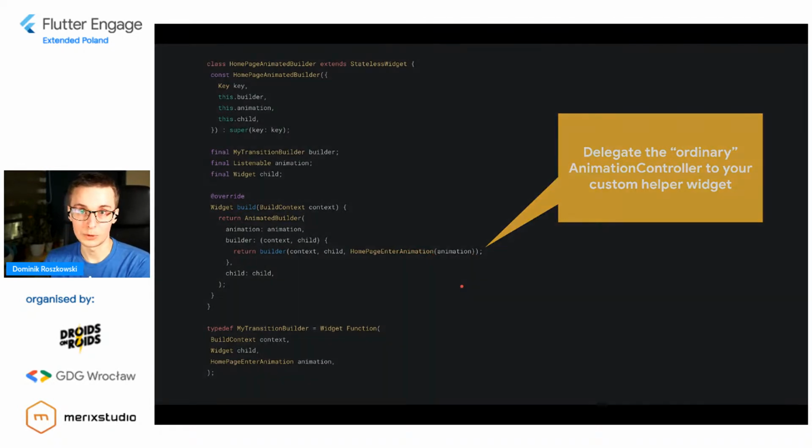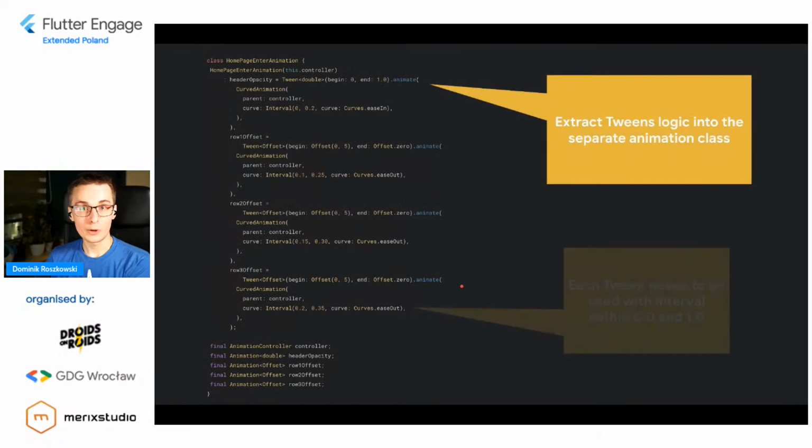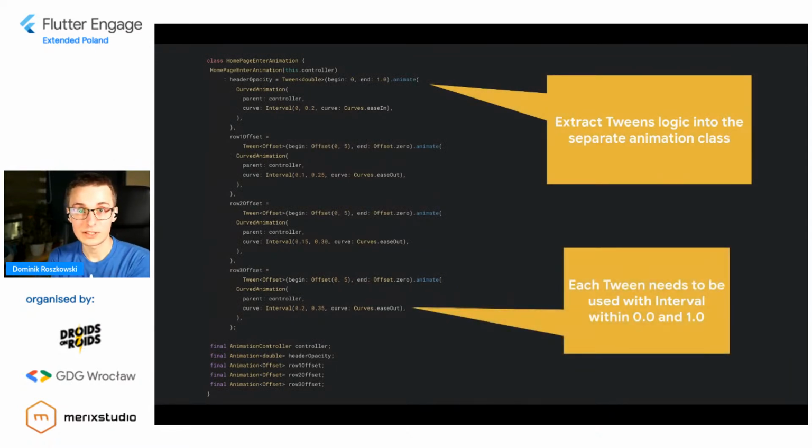And let me show you how it works. So my homepage enter animation is nothing else than just a class, nothing else. Not a widget, not a change notifier, not anything, just a class that helps me to keep in one place all the information that I need about widgets that are being animated in some kind of domain-specific way, right?